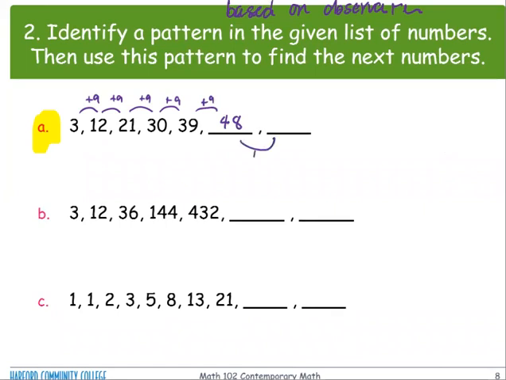And then for the next number, we would do the same because we carry on the same pattern. So 48 plus 9, so we would get 57, right?